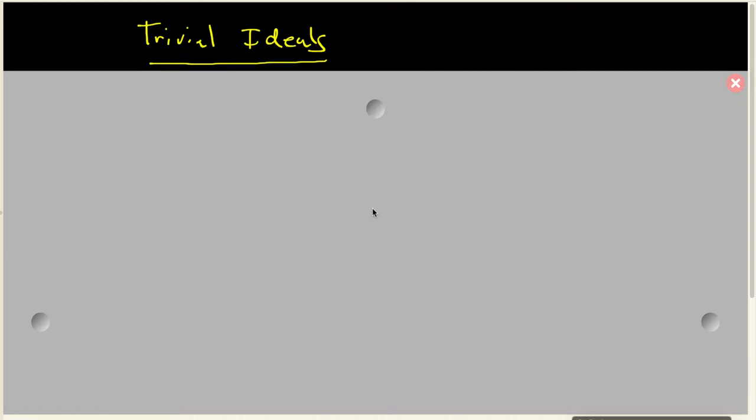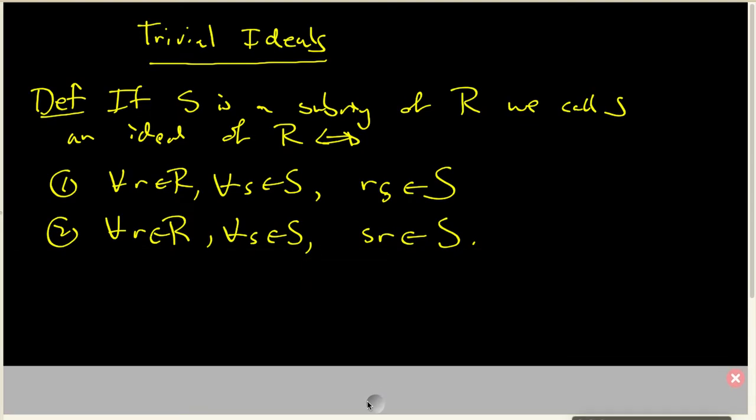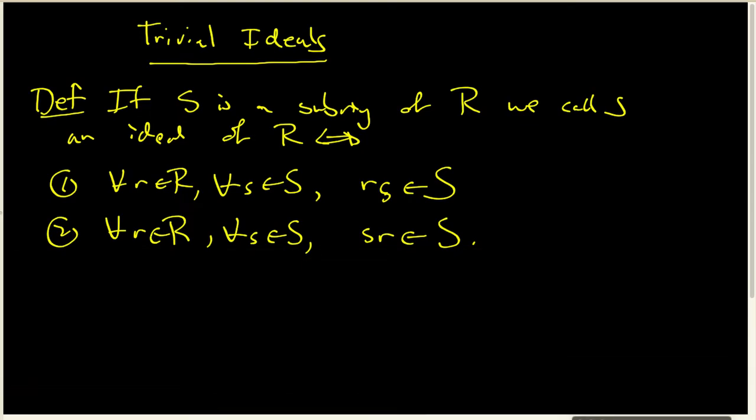In this video, we're going to look at two more examples of ideals, which are often called the trivial ideals. I want to start by remembering what the definition of an ideal is. The definition of an ideal is that S is a subring of R, and we call it an ideal if and only if S has these two properties. In particular, what that means is that if we take any element inside R and we take any element inside the subring S, RS and SR both have to belong to the subring.